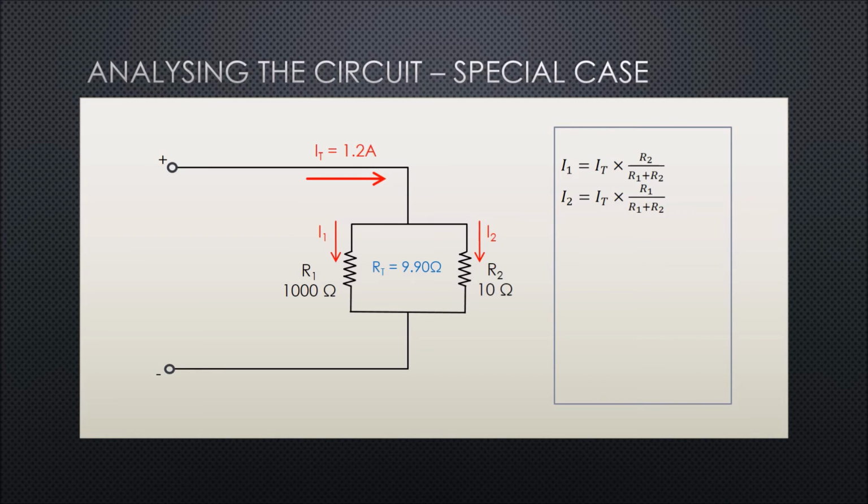There is also a special case for the current divider rule, which is when there are only two resistors in parallel, and this means that these new equations can be used. It should be noted that the opposite resistor to the side being measured is on the numerator of the new equation. Then after subbing the values in, you can see that these results are the same as previously calculated. This special case is useful because often in circuit analysis, there are only two resistors in parallel, and by using this equation, you can get the answer much quicker as you don't need to calculate the parallel resistance first.